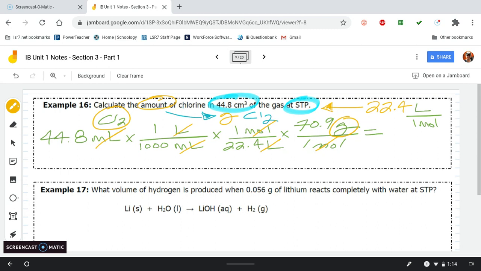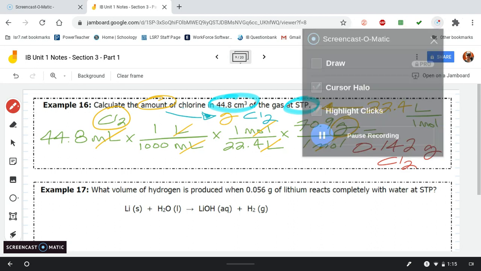So let's run through a calculator and let's see what we get. So 44.8 divided by 1,000, hit enter. Divided by 22.4, hit enter. See, they're on the bottom. And then times 70.9. And not a lot of grams. Got an answer of, with 3 sig figs, I got 0.1418. So 0.142 grams of chlorine. All right.